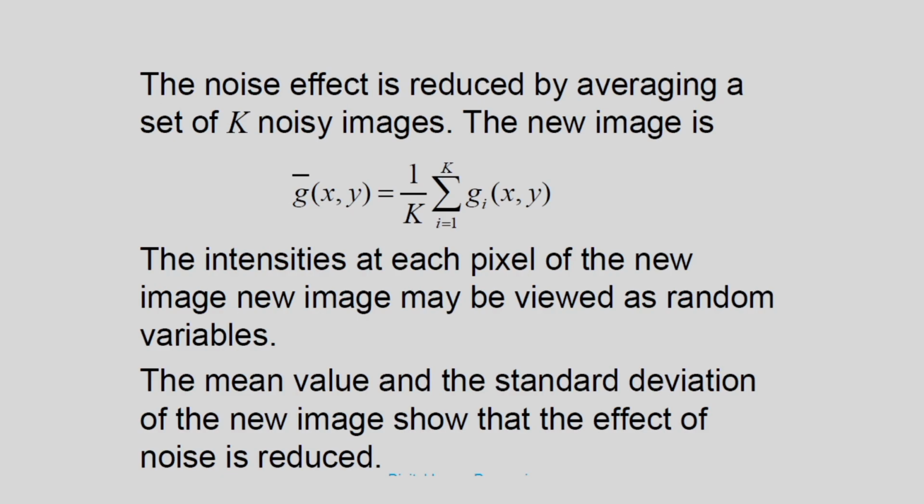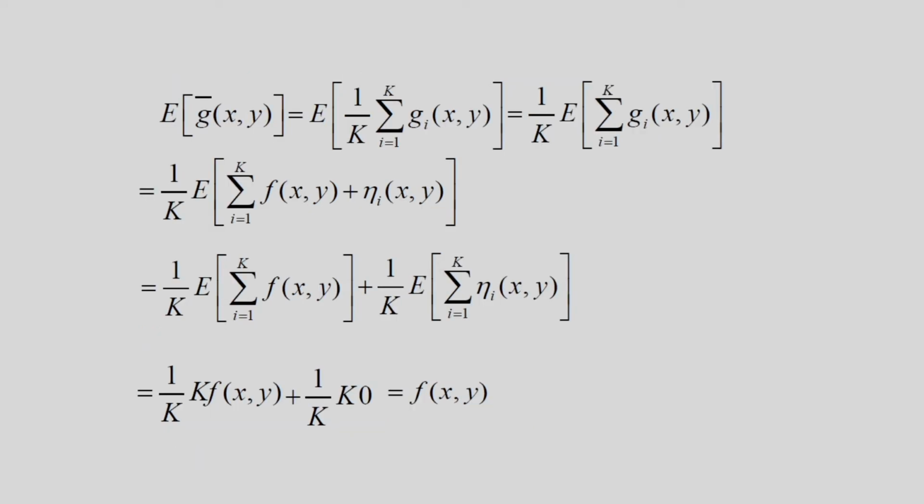So I am considering k number of images and I am determining the mean value. So k number of images I am considering from i equal to 1 to k, and I am taking the average of this. Now in this case, the mean value and the standard deviation of the new image, so that the effect of noise is reduced. First I am showing the new image, that is g mean(x,y), and I am determining the mean value, that is the expected value I want to see.